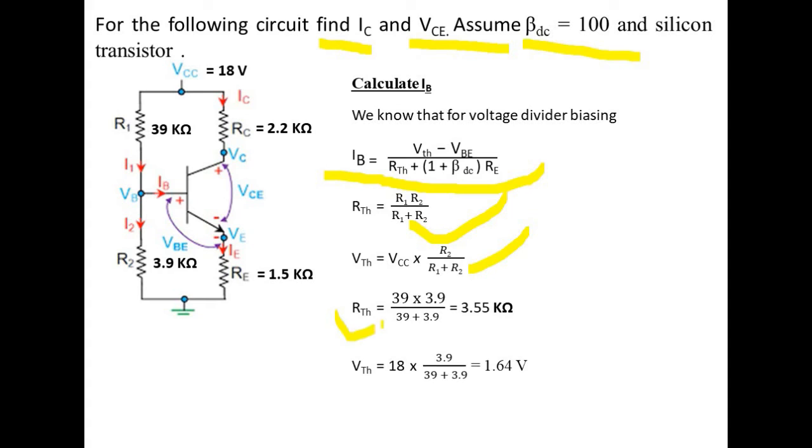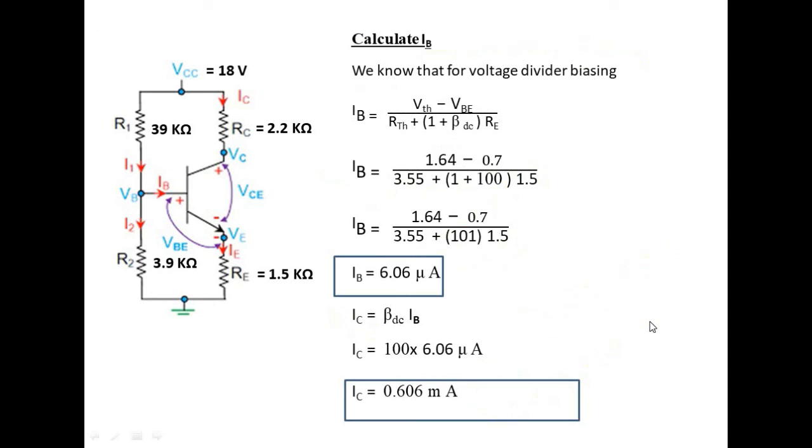So RTH will be calculated as 39 into 3.9 upon 39 plus 3.9. It will be calculated as 3.55 kilo ohm, and VTH will be equal to 18 into 3.9 upon 39 plus 3.9, that is 1.64 volt. So now we can calculate IB. IB is equal to (VTH minus VBE) upon (RTH plus (1 plus beta DC) RE).